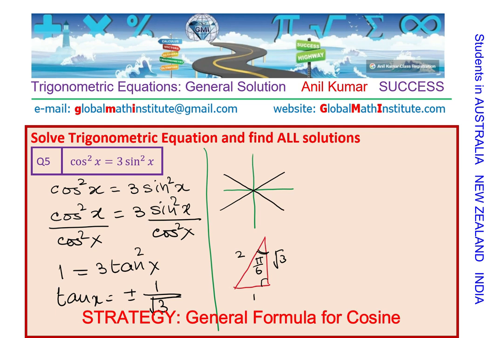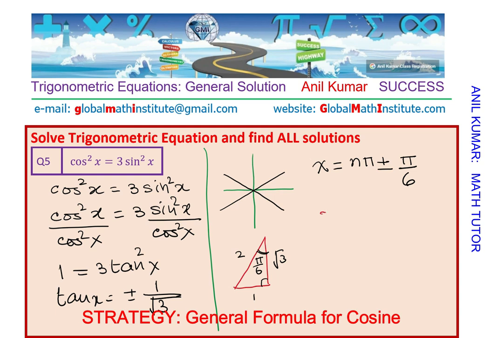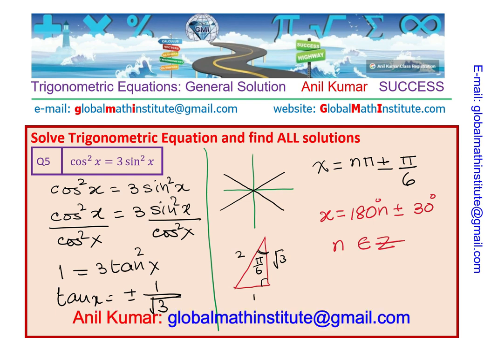Perfect. So now we see that tan has a period of n pi. Now, since we have plus and minus, what we could do here is write down a general solution as x equal to n pi, right? Plus or minus, because both sides is valid, and the angle is pi by 6. You see how simple it is? Or if you're working in degrees, you can write x equals to 180n plus or minus 30 degrees. Perfect, where n belongs to set of integers. Is that clear to you?